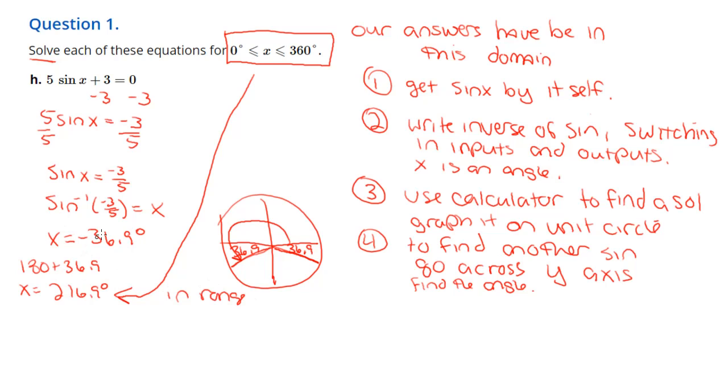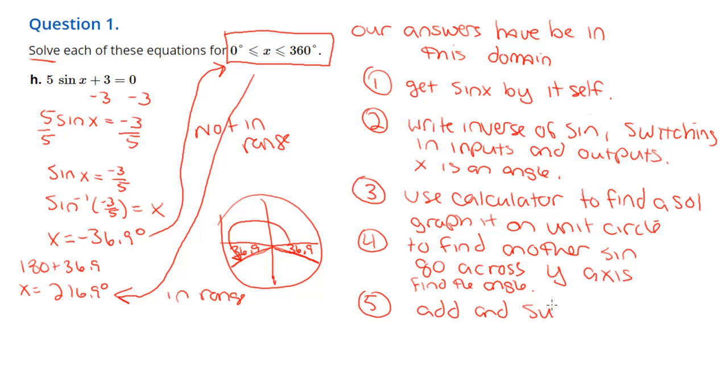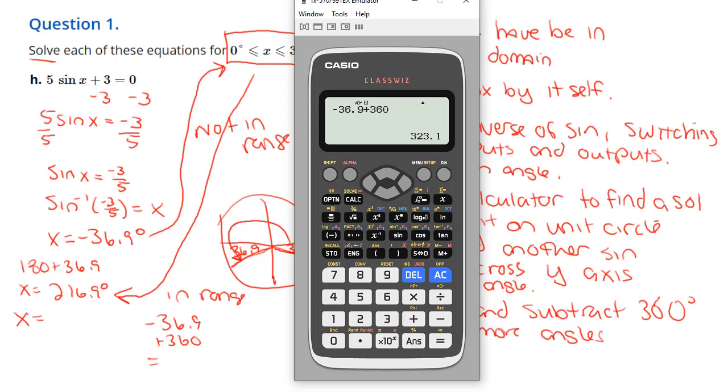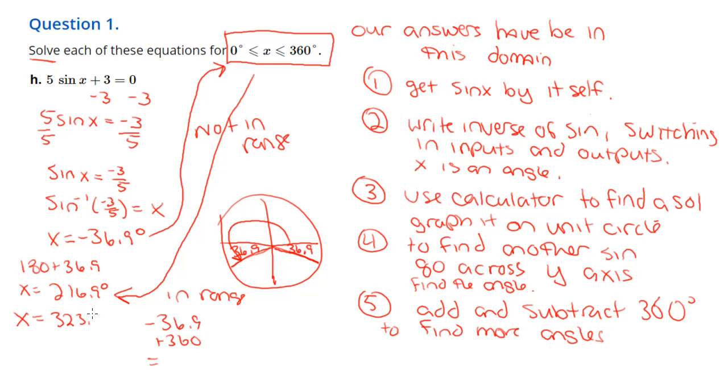Well, I've got my two angles. One of them does not fit, but what I can do now is add 360 or subtract 360 to find more angles that are actually in the range. Clearly, if I add 360 or subtract 360 from 216, it's going to be outside my range. But if I add 360 to negative 36.9, that's going to give me another angle that is going to fit within the range. And so when I do that, I get another answer, which is 323.1. And those are my two solutions.